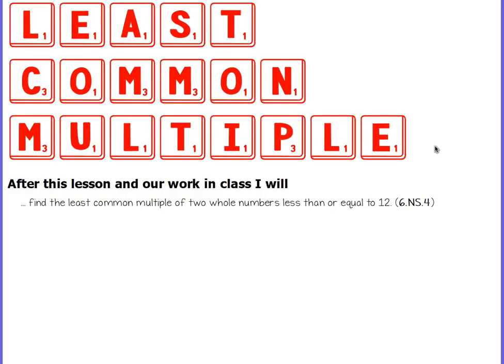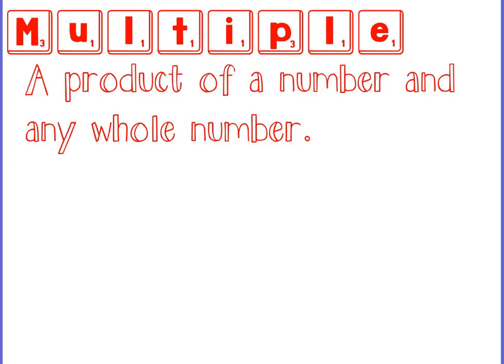All right, so here we go on our lesson on the least common multiple. After this lesson, I should be able to find the least common multiple of two or more whole numbers that are less than or equal to 12. So first we need to check out our vocabulary terms.